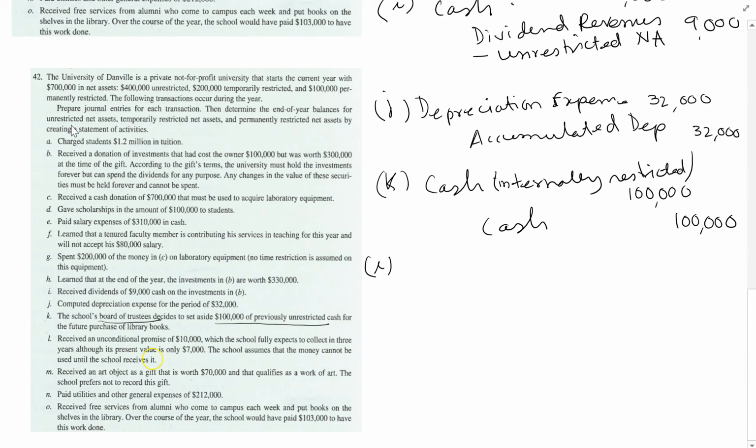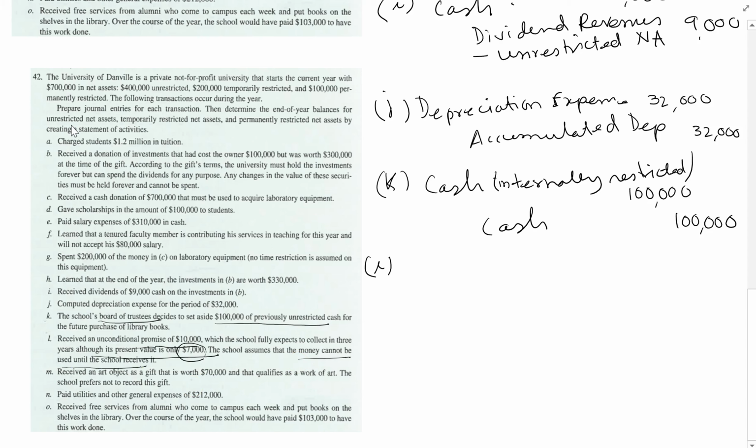Remember, a gift, donation, or pledge, we all consider as a contribution, right? So this is a pledge and we are going to receive it, so we'll call it pledge receivable. And remember, we have to record it at the present value. Although the promise is $10,000, the value of this unconditional promise that the university expects to collect is $7,000. So we will record it as $7,000, and we cannot use the money until the school receives it.